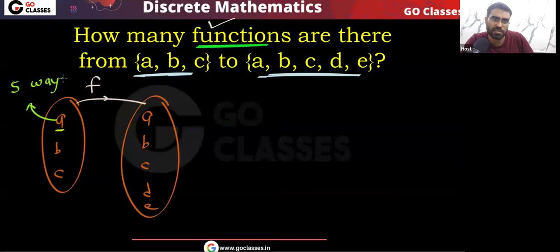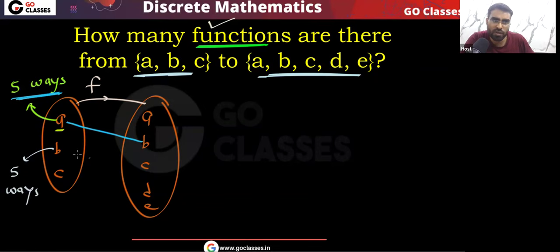So remember, for this element, there are five choices. There are five ways. This I can do, or this I can do, or this I can do, or this I can do, or this I can do. So there are five ways for A. Now, once I have done for A, let's assume for A I have done this. Once I am done with A, now for B, how many choices are there? Again, there are five ways.